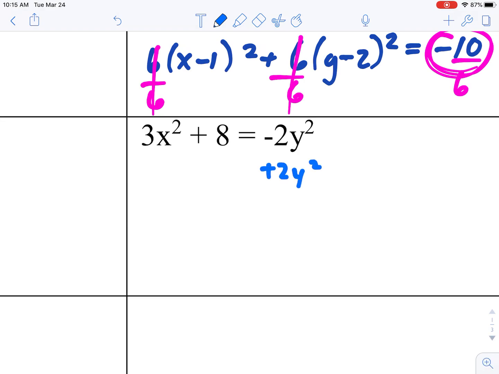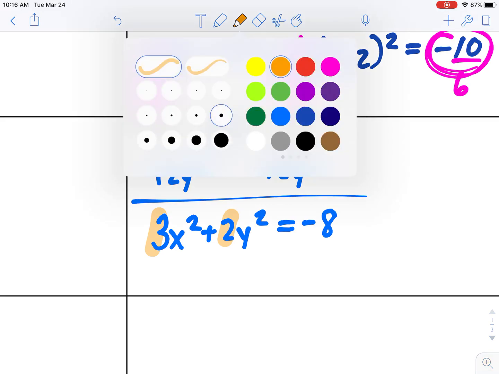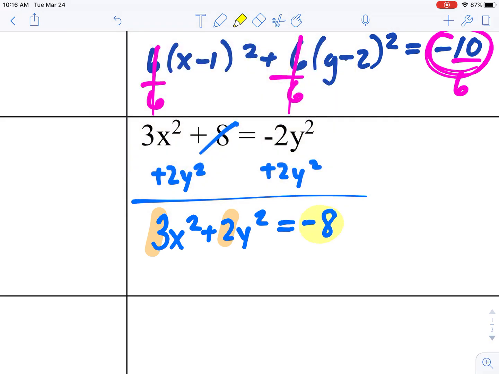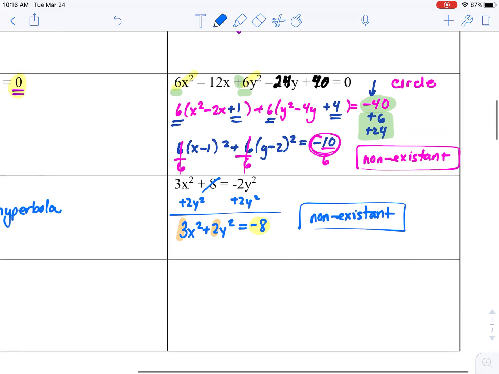This one, if we add this over to the other side, but we subtract over that 8, getting everything organized. Well, you're thinking an ellipse because it has a plus sign with different lead coefficients, but once we have a negative, that would make it non-existent. So I'm throwing in some of the tricks here.